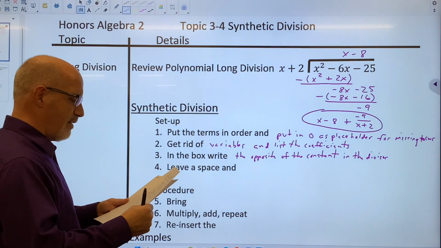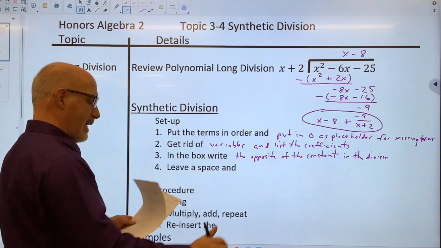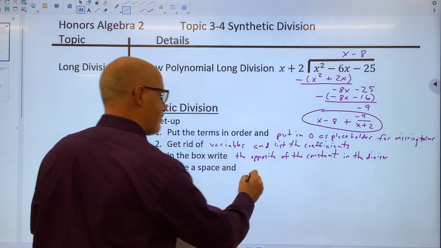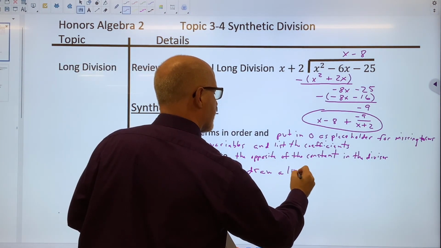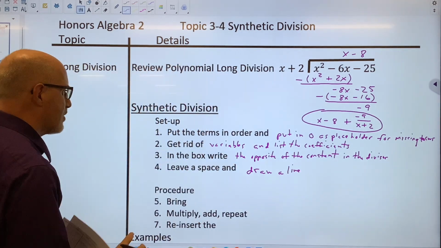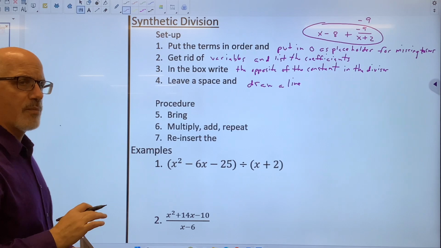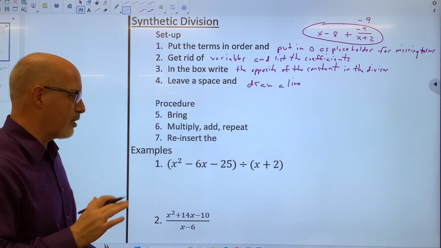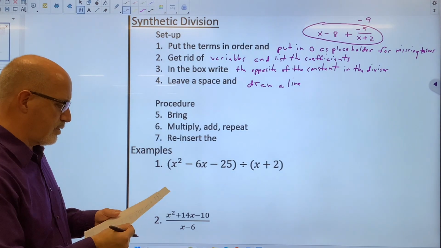Fourth step is to leave a space, so that means a whole line we're going to leave blank, and then draw a line. All right, so that's our setup. Next, we're going to do the procedure for actually doing the problem. So let me show you the setup on this first one, and then I'll talk through what the procedure is.